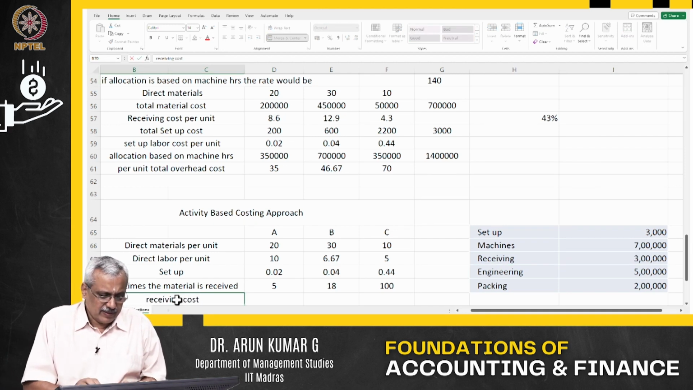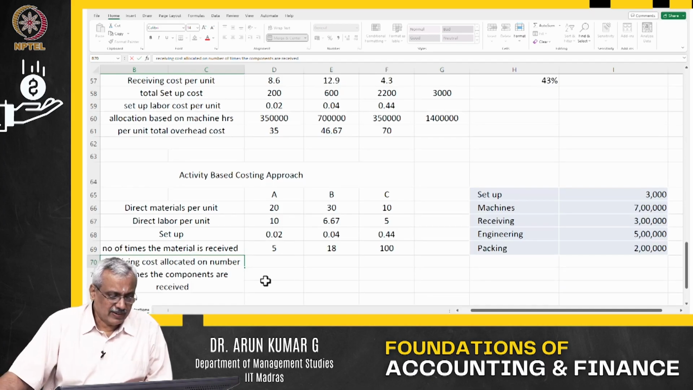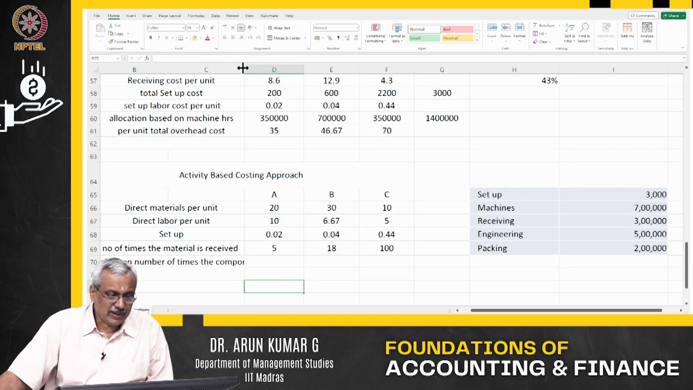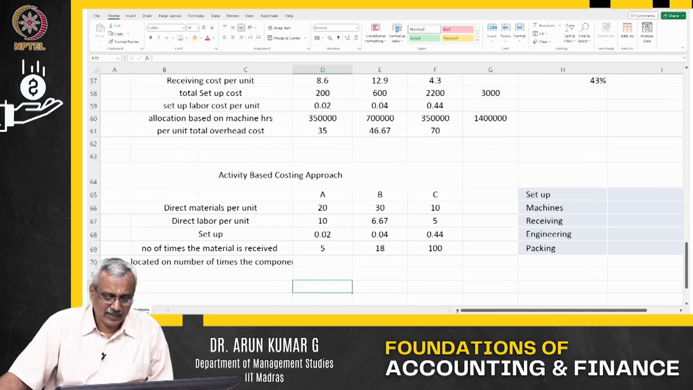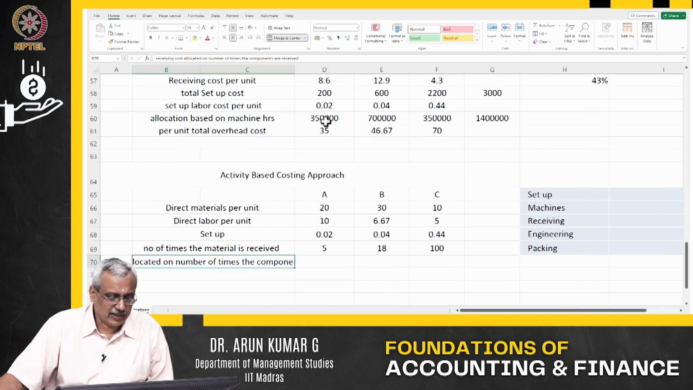Receiving cost is allocated on the number of times the components are received. This is the basis on which I am going to allocate this particular cost, so let us look at it in this case. I am just going to wrap the text and let us see that.